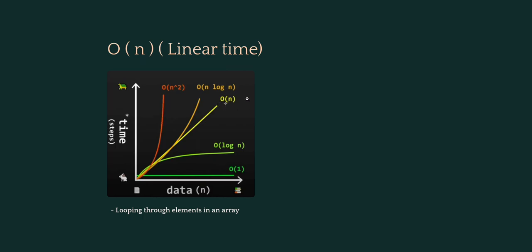This is not an efficient algorithm, because if you have a list of a million elements, in the worst case scenario, if your target value was at the end of the list, as we said in the previous video, it would take a lot of steps to run the algorithm. An example of this is looping through elements in an array. You're going through every element until you find your target value.